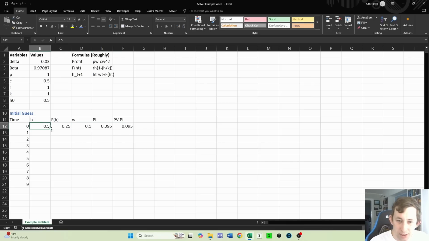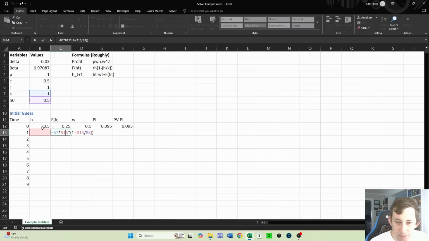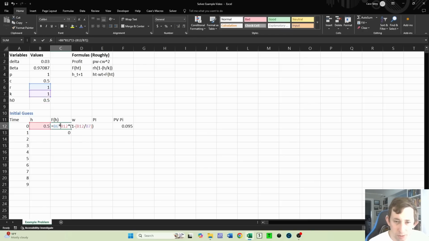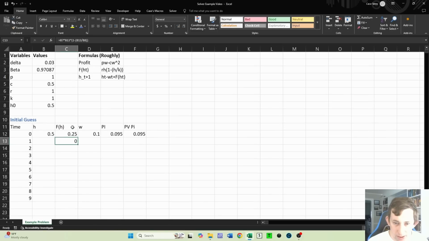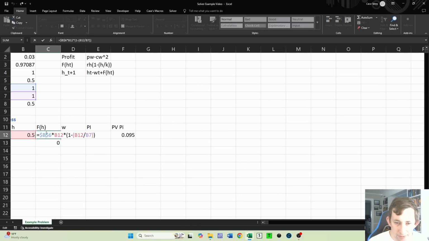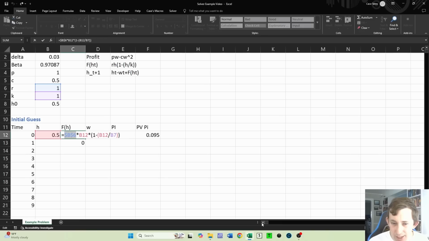One thing to note though is if I were to just drag one of these down, like this F of H guy, you're going to see that now it's referencing H0 and K, whereas before it was referencing R and K. That's because this is not locked yet. So if I want to tell Excel, hey, when I tell you B6, always look at B6, I need to use F4, or I need to put in these dollar signs for each of these guys. So let me zoom in to make it a little clearer. I need to have these dollar signs on any cell that I want to lock.